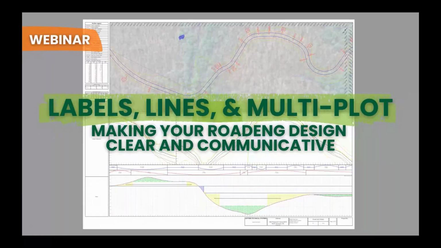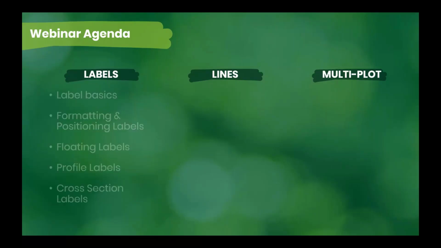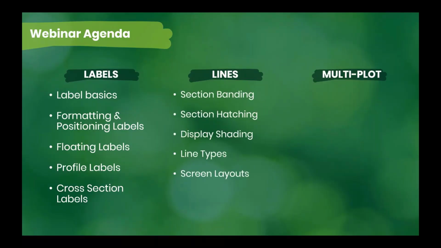So today's agenda, as I said, is all about labels, lines, and multiplot. We are going to be exploring these three different categories within RoadEng. Labels: we're going to explore the different types of labels, how you can control them, their formatting, their positioning. We'll be looking at lines, whether that is special types of lines that come in through things like section banding or display shading, and just different ways of working with them.